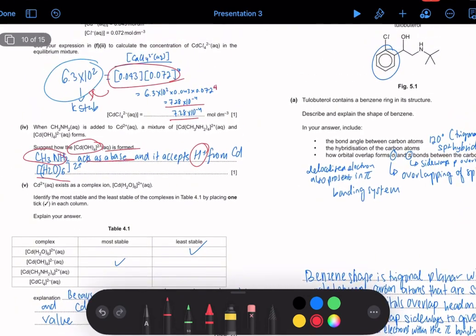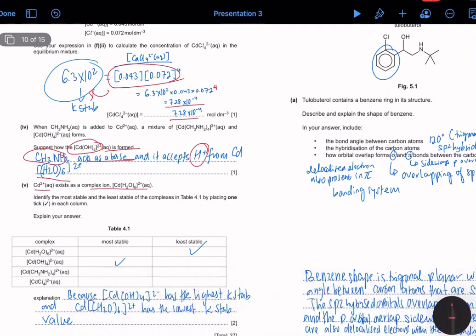Cd2+ exists as a complex ion. Identify the most and the least stable of the complexes by placing one tick. Your least stable is Cd(H2O)6 2+, and your most stable is Cd(OH)4 2-. Why? Because Cd(OH)4 2- has the highest K stat value. Again, the higher the K stat value, the more stable it is, and Cd(H2O)6 2+ has the lowest K stat value.